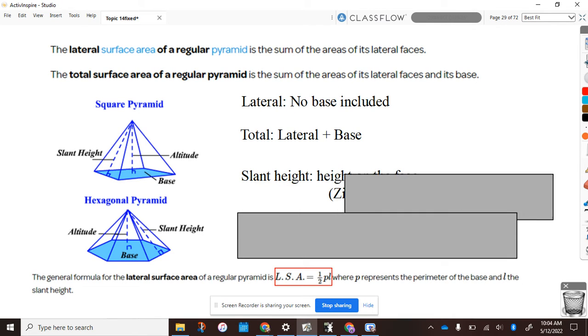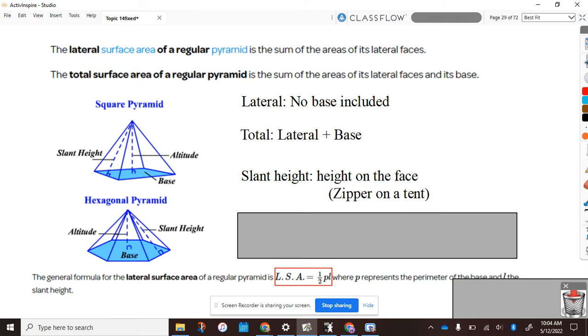The other thing that we're going to look at is the two things that are going to be used in all of our formulas today. First one is the slant height. We compare the slant height to the zipper on a tent. The zipper on the tent is on the outside. The slant height is when you go from the top of the pyramid down one of the faces.